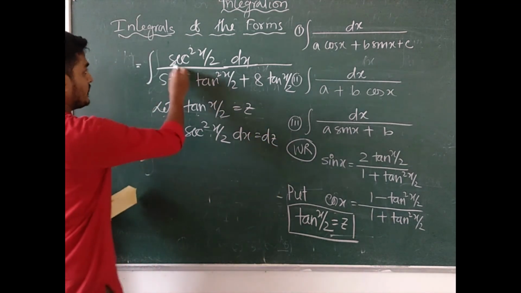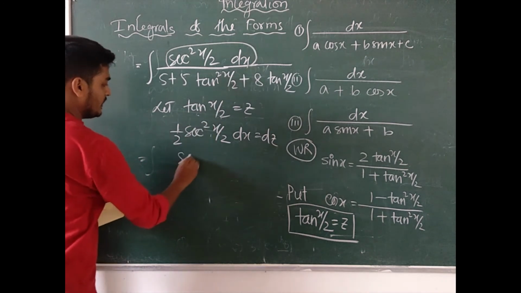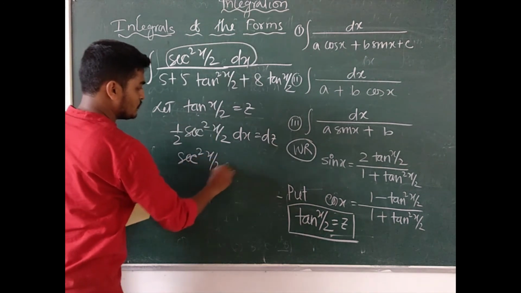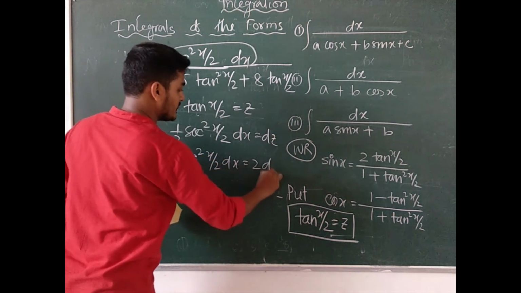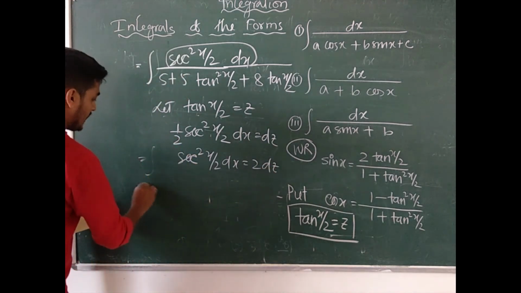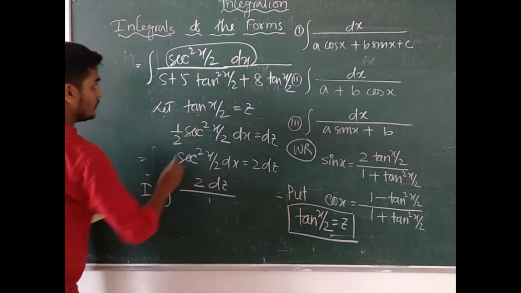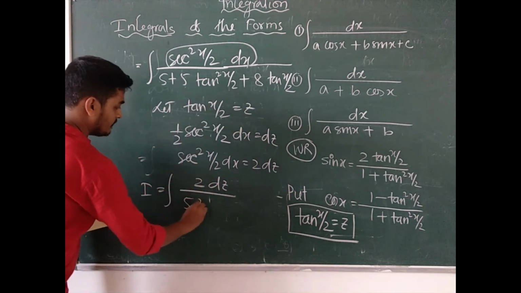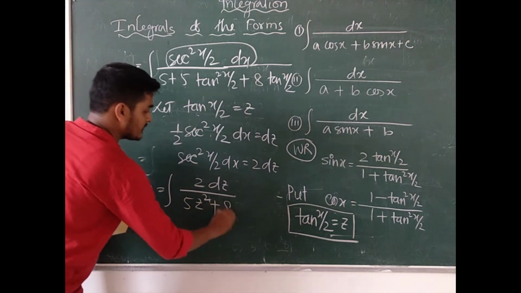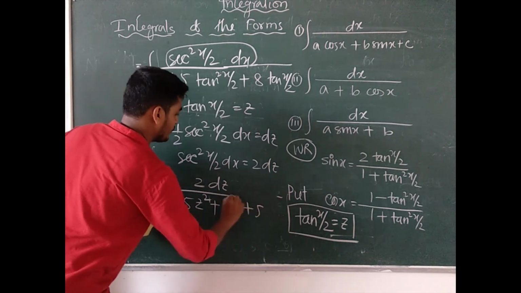Now you have to find the value of only this one. So sec square x by 2 dx is equal to twice dz. Therefore our integral I will convert to the form 2 dz, and the denominator will be 5z square plus 8z plus 5.